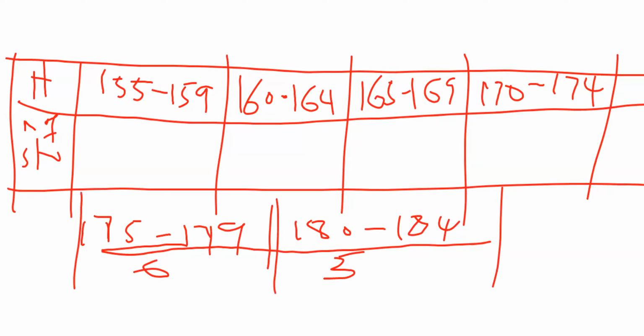Okay, now 170 to 174 is 8. This is 10. This is 6. So I have 5, 6, 10, 8, 6, 5. Is it clear? Yes. So the question says, use the information to answer the questions below.